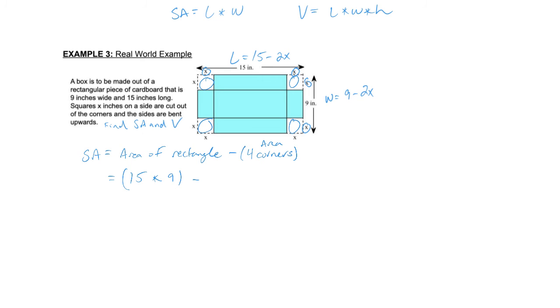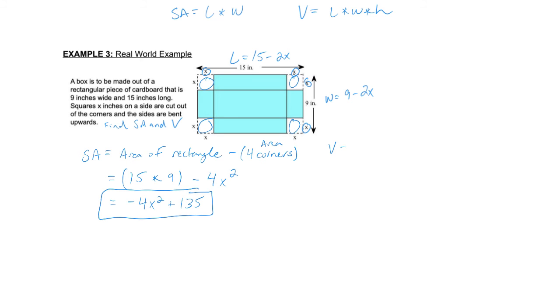So minus 4, and then each of those square boxes are x squared, right? Because x times x gives you x squared for that area. So essentially we get 15 times 9, which is 135. I'm going to write this in standard form. So we get negative 4x squared plus 135 is our surface area.